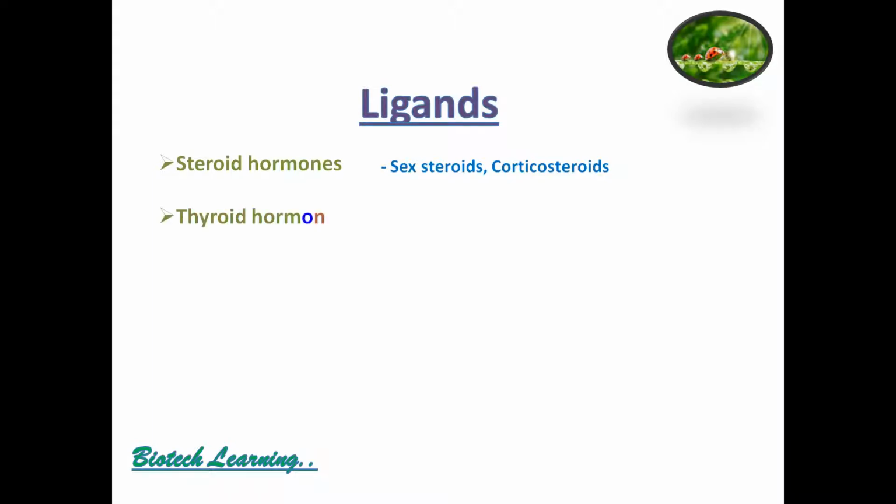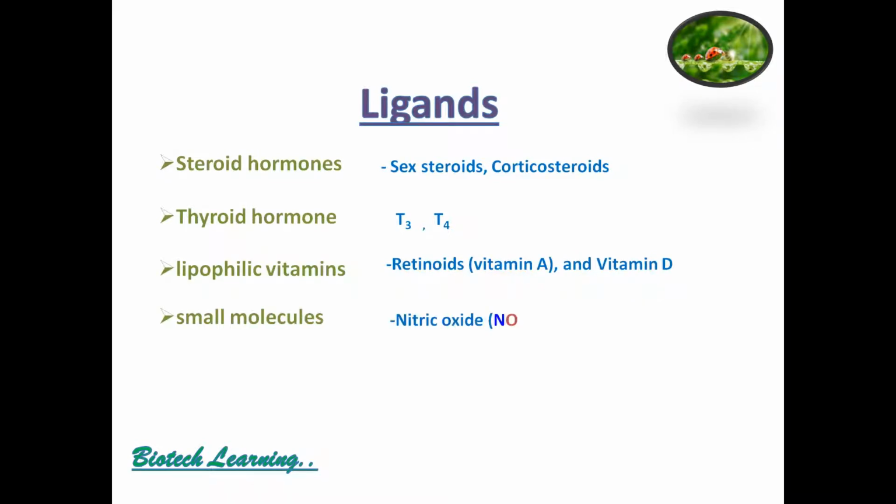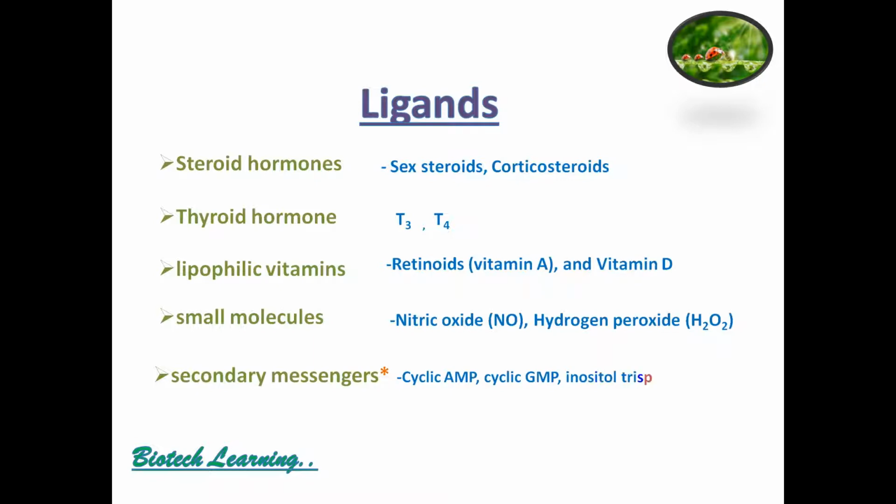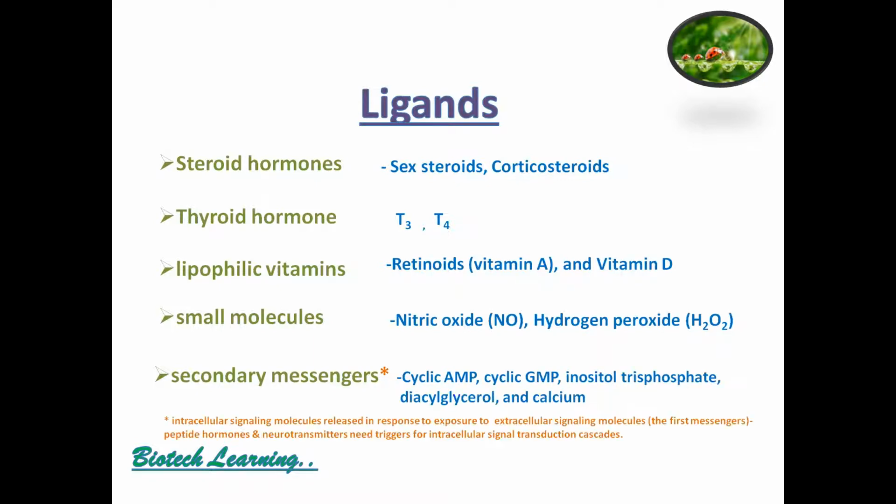The other types of ligands which bind to intracellular receptors are thyroid hormones T3 and T4, lipophilic vitamins or fat-soluble vitamins like vitamin A and vitamin D, small molecules like nitric oxide, hydrogen peroxide, etc., and secondary messengers like cyclic AMP, cyclic GMP, and calcium, etc. So all these bind to intracellular receptors.